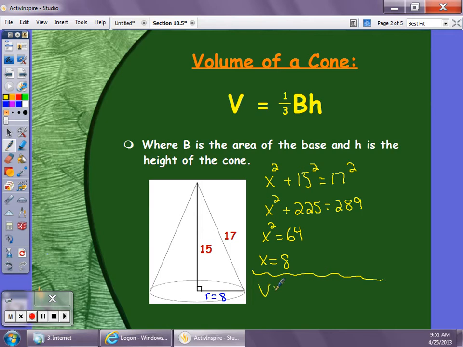So volume is going to equal 1/3 the area of the base, so the area of the circle is pi radius squared, or pi 8 squared, times the height of the figure. And remember, not the slant height, we want the height of the figure, which is going to be perpendicular to that base, which is 15. So 1/3 times pi times 8 squared times 15 will give us a volume of 320 pi.